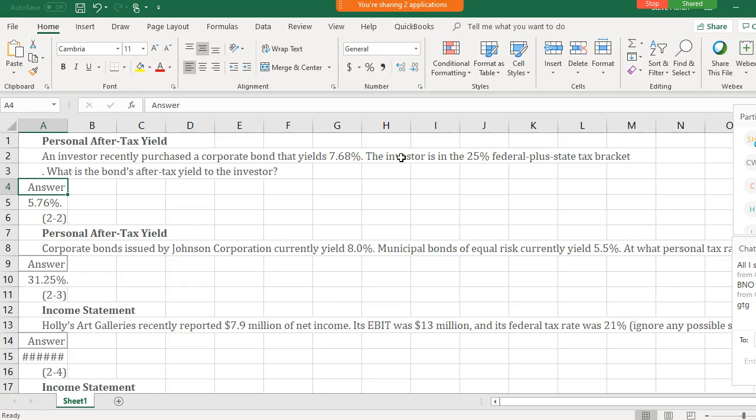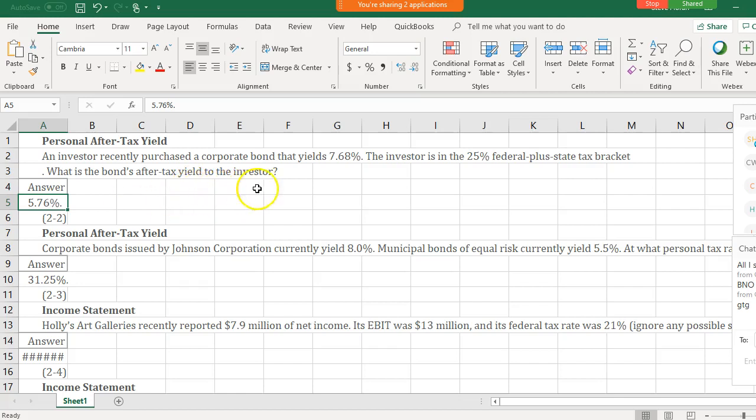Okay, so from there, some of the questions that we're going to look at here deal with bonds. It says here, an investor recently purchased a corporate bond that yields 7.68%. The investor is in the 25% federal plus state tax bracket. What is the bond's after-tax yield to the investor? The answer is actually there because I did a copy paste from the ebook. In the ebook, the answer is hidden. It just didn't hide it when I copied it over. So the answer is there. The question is, how did I get there?